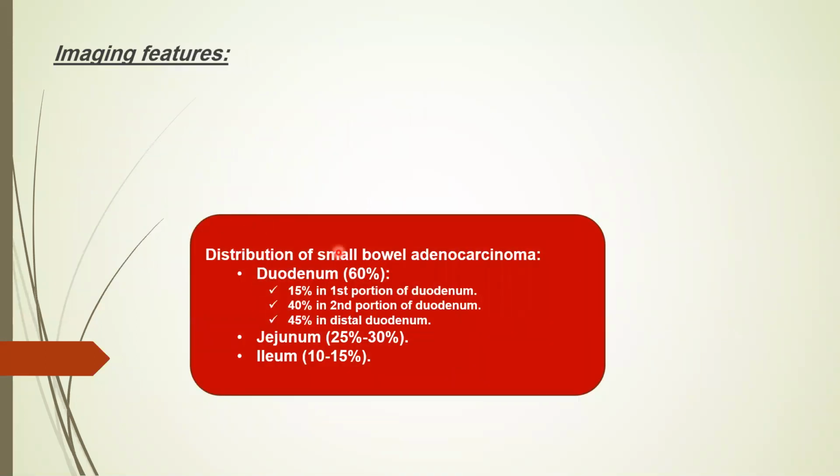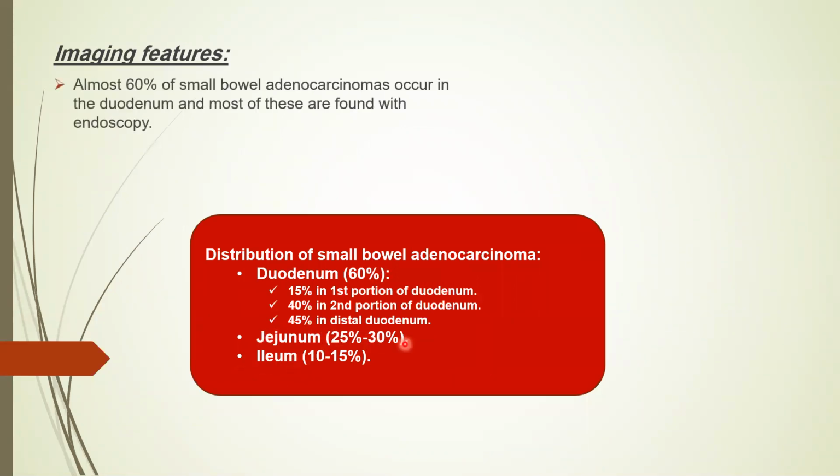And this is the distribution of small bowel adenocarcinoma. It is more common in the duodenum, 60%, followed by the jejunum, 25 to 30%, then the ileum, 10 to 15%.